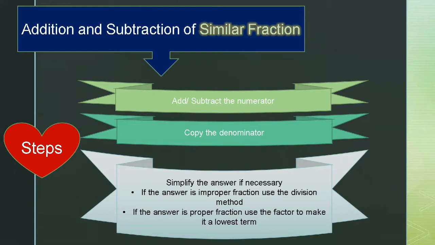If our answer is an improper fraction, paano natin siya masisimplify? Use the division method to make it a mixed fraction or mixed number. So, yun na yung ating simplified answer. And if and only if naman ang answer natin is a proper fraction, use factors to make it lowest term. Paano po ba yung factor natin? Kukunin natin yung factors nila and then cancel the common factors. Then, the remaining factors will be the lowest term of our answer. Now let's have an example in adding and subtracting similar fractions.